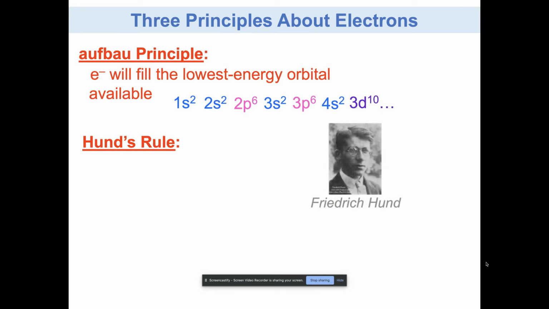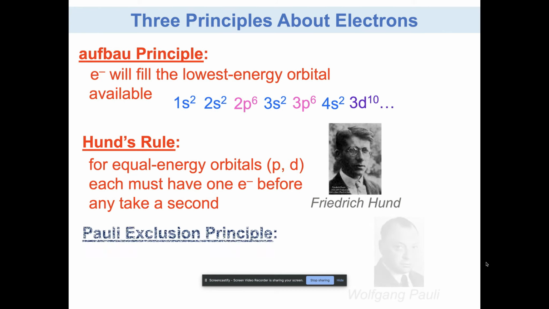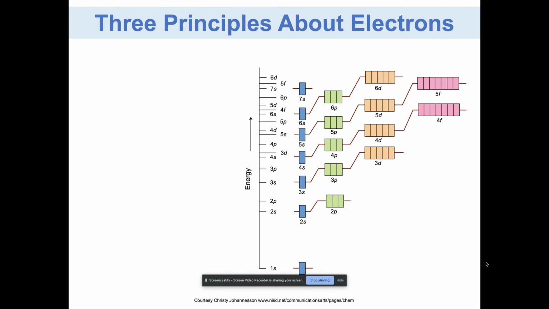And then Hund's rule is another one to be aware of. Hund says that if you have equal energy orbitals, which I will show you in a moment, each must have 1 electron before it takes in a second one. And so I will show that visually in a moment. So those are the main two. Pauli as well has a principle. We're not going to worry about it, so do not worry about that. So let me show you these real quick, and we'll wrap things up.